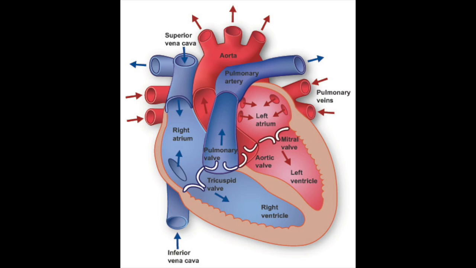Once the blood becomes oxygenated, it comes back into the heart from the pulmonary veins and into the left atrium. It passes through the mitral valve, also known as the bicuspid valve, and into the left ventricle. From the left ventricle, it passes the aortic semilunar valve and into the aorta, where the blood goes into the rest of the body.